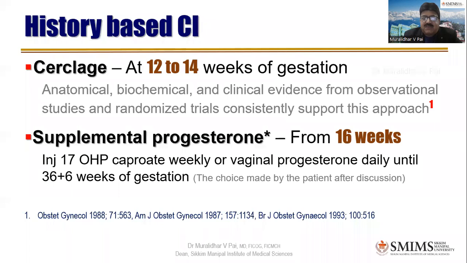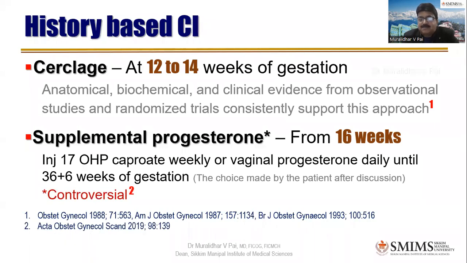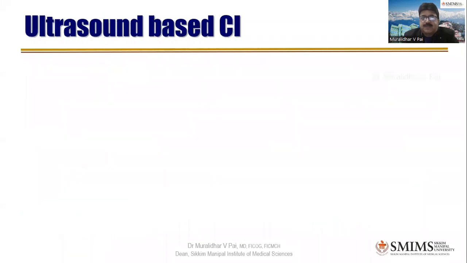What is the progesterone usually given? Injection 17-hydroxyprogesterone caprate weekly or vaginal progesterone daily until 36 plus 6 weeks of gestation. The choice is made by the patient after discussion, whether she wants to take weekly injections or to keep the vaginal tablets every day. So the asterisk means controversial. I will not want to talk anything more than that.